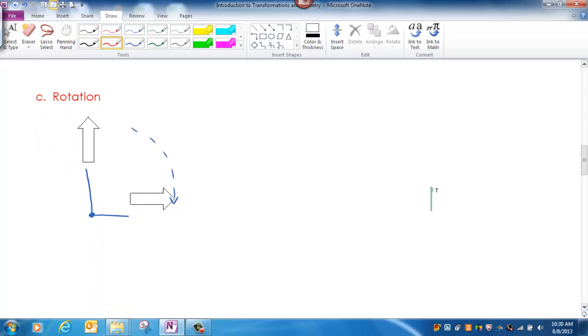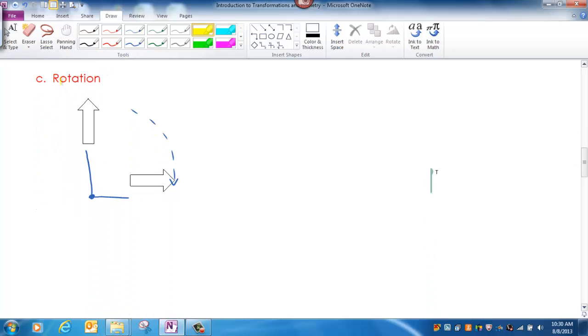Okay, the third one is called a rotation. And a word that I use to remember rotation is turn. So again, we're not changing the size, we're not changing the shape, we're just taking that figure and we're turning it. Okay.